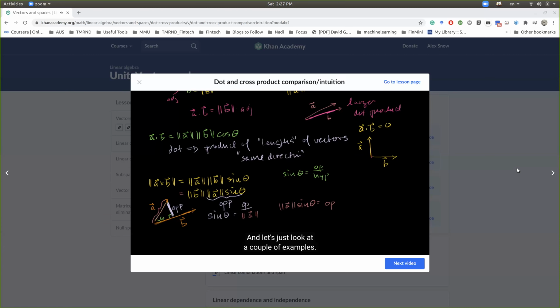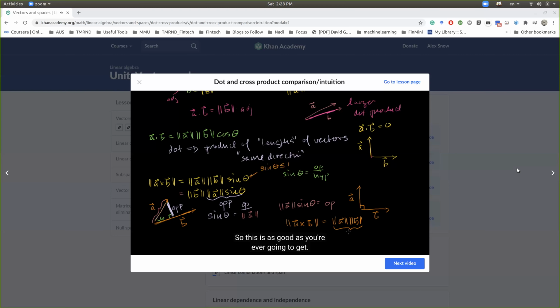And let's just look at a couple of examples. So if you take two vectors that are perpendicular to each other, the length of A cross B is going to be equal to, we just use this formula right there, the length of A times the length of B. And what's the sine of 90 degrees? It's 1. So in this case, you kind of have maximized the length of your cross product. This is as high as it can go, because sine of theta, its maximum value, sine of theta is always less than or equal to 1.